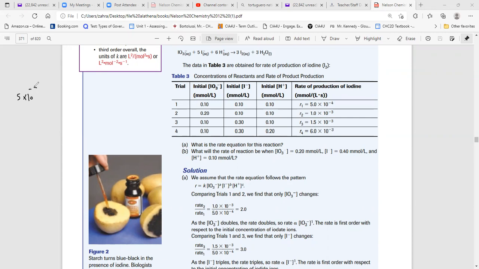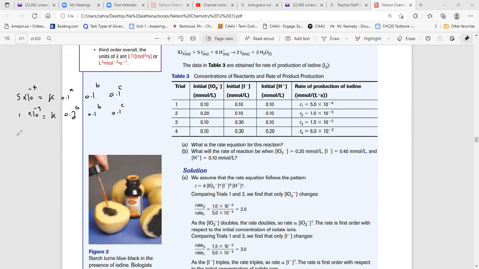times 10 power negative 4 equal to K times 0.1 to the power of A, 0.1 to the power of B, and 0.1 to the power of C. The second one, we have 1 times 10 power negative 3 equal to K times 0.2 to the power of A, 0.1 to the power of B, and 0.1 to the power of C.